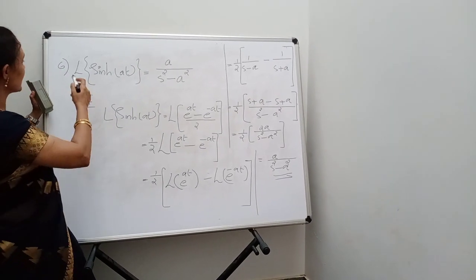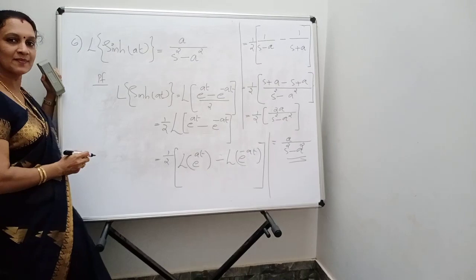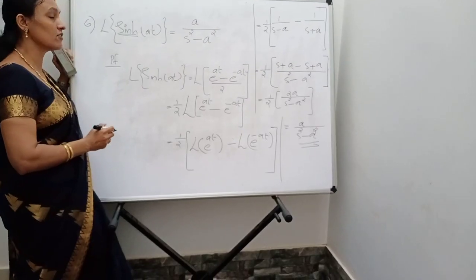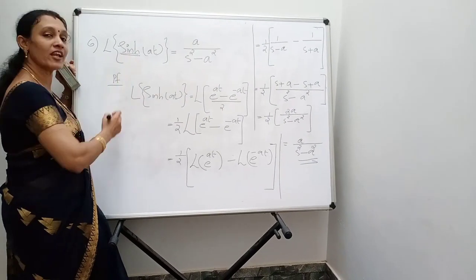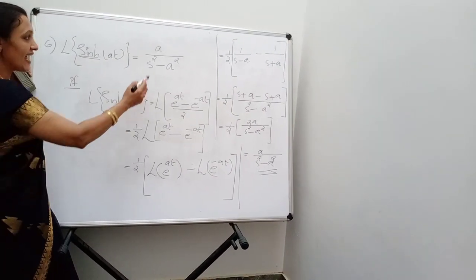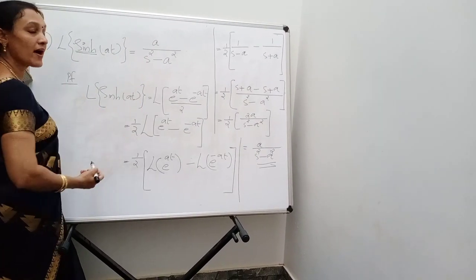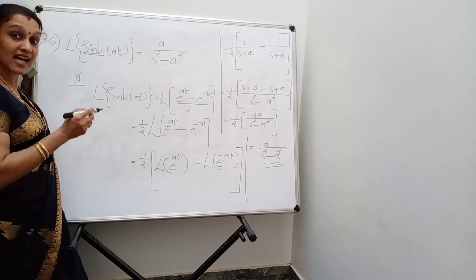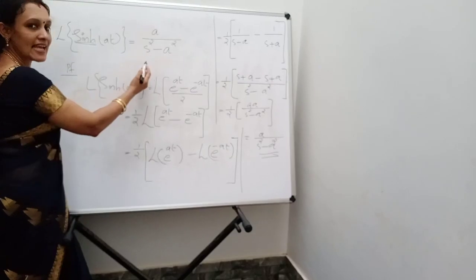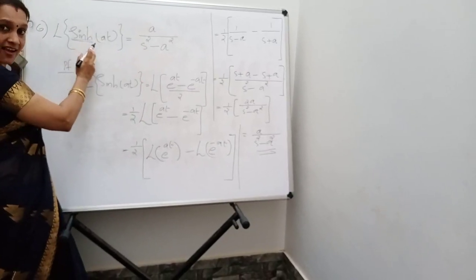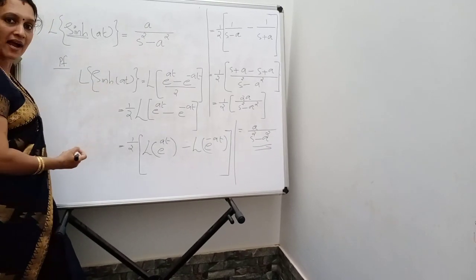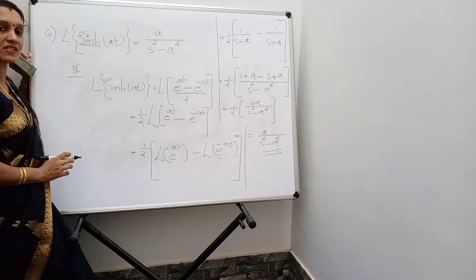Now look at the next result. Result 6. Here we are considering another function, sinh at. We know sinh means hyperbolic sine. sinh at, its Laplace transform is a divided by s square minus a square. See, in sin at, it is a by s square plus a square. But in hyperbolic sine, it is a divided by s square minus a square. How do you prove this result?